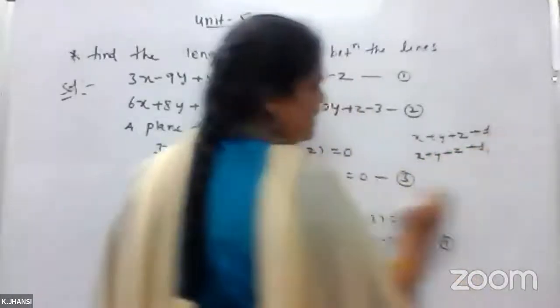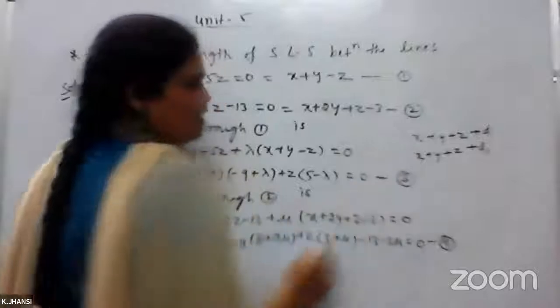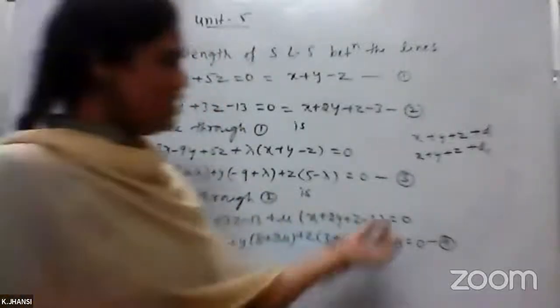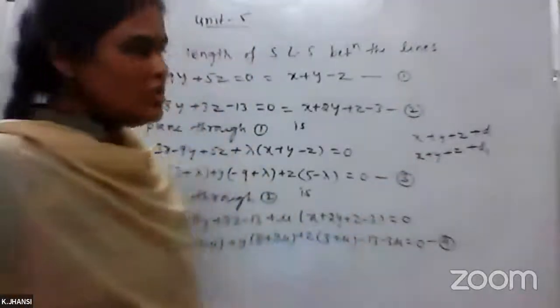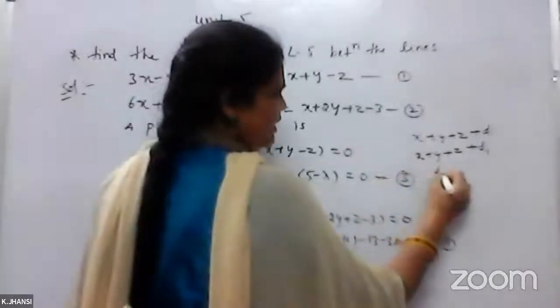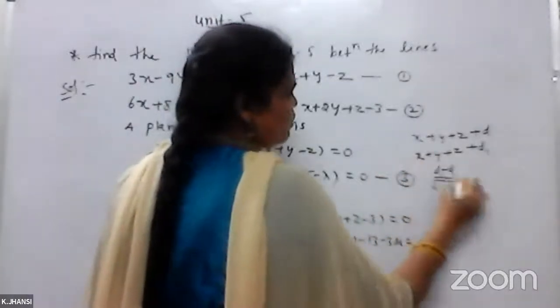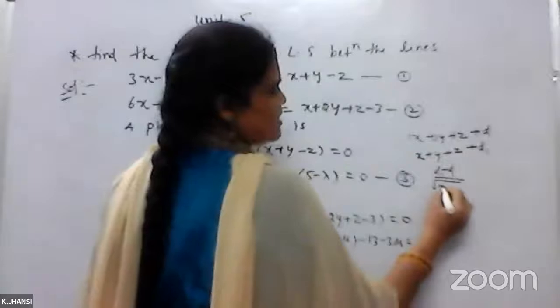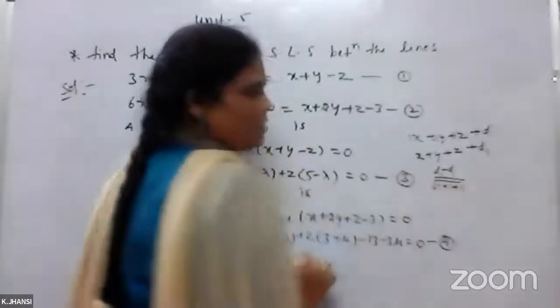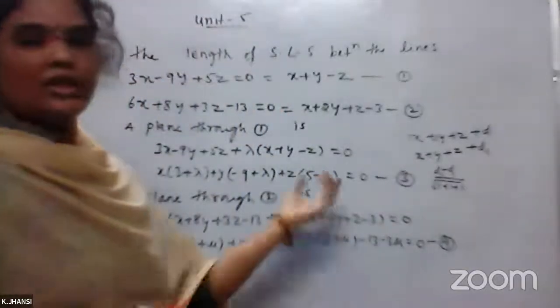So here d will be there, here d1. Then only we call that the two lines are parallel to each other. And when two lines are parallel to each other, the distance between them will be d1 minus d by under root of whatever the coefficients of x, y, z are there, that is 1 plus 1 plus 1. This formula we have seen in the third unit.